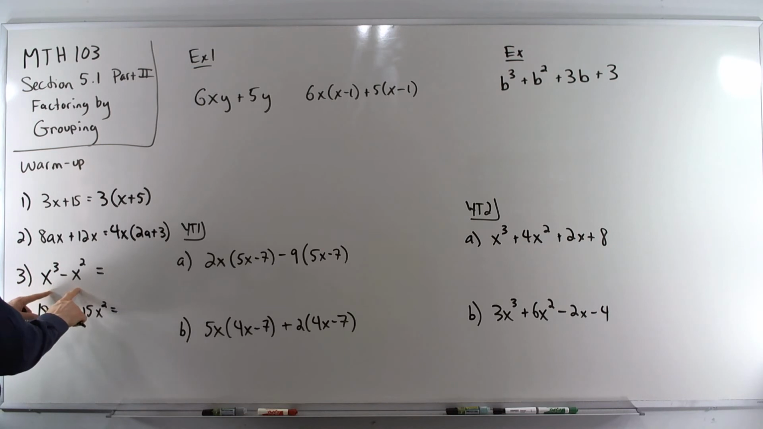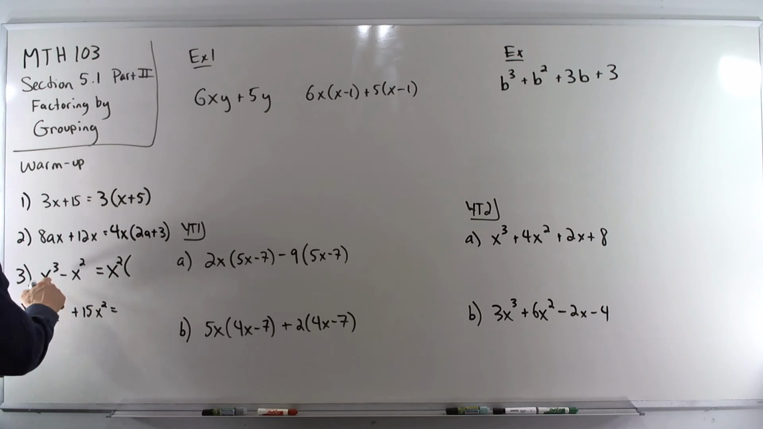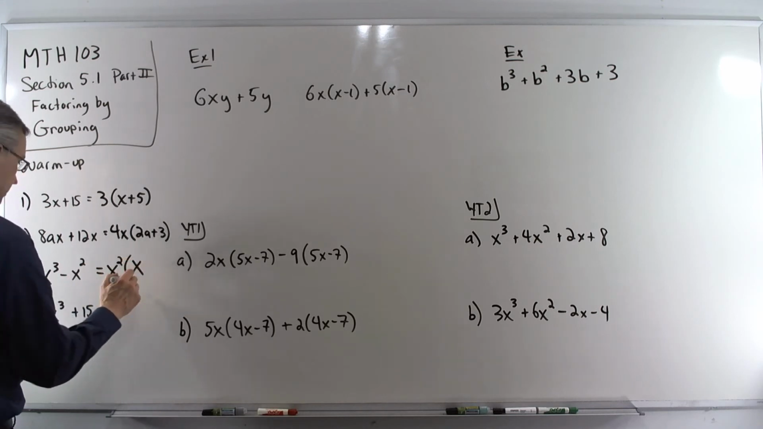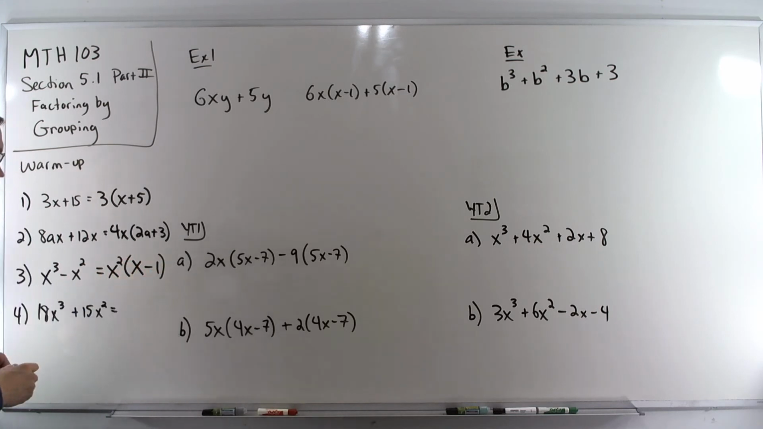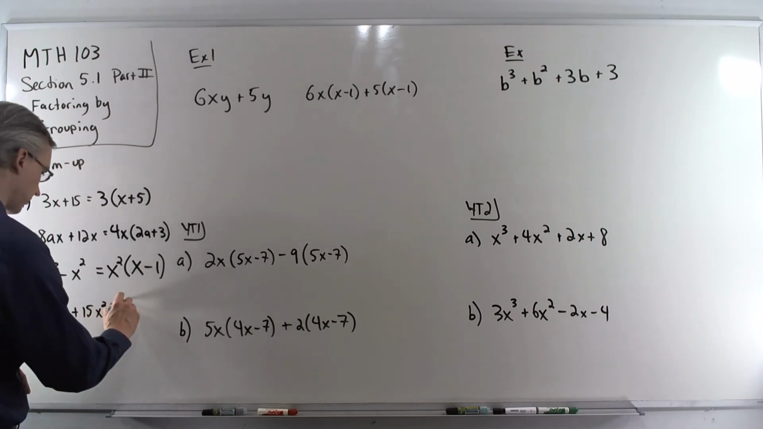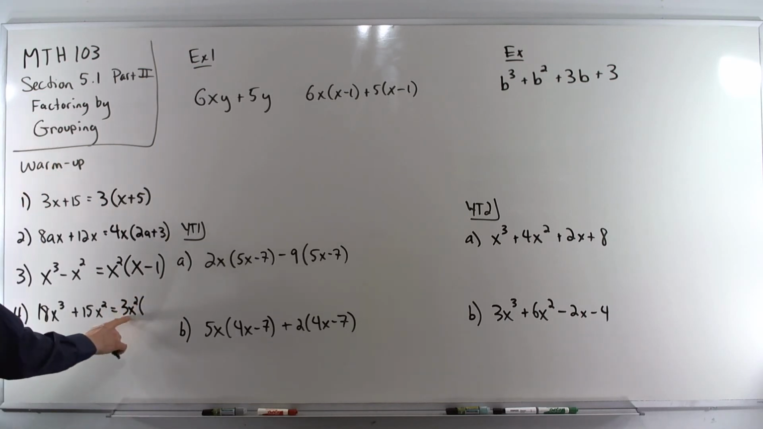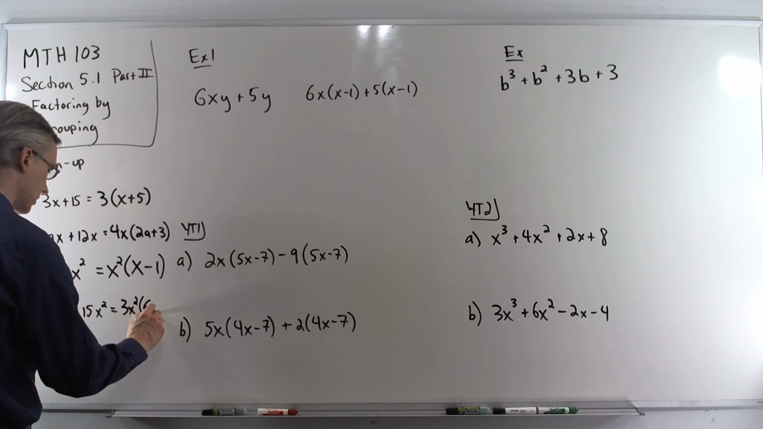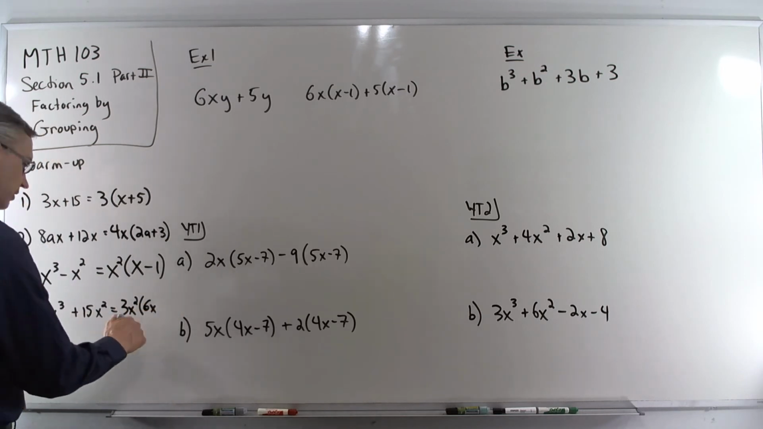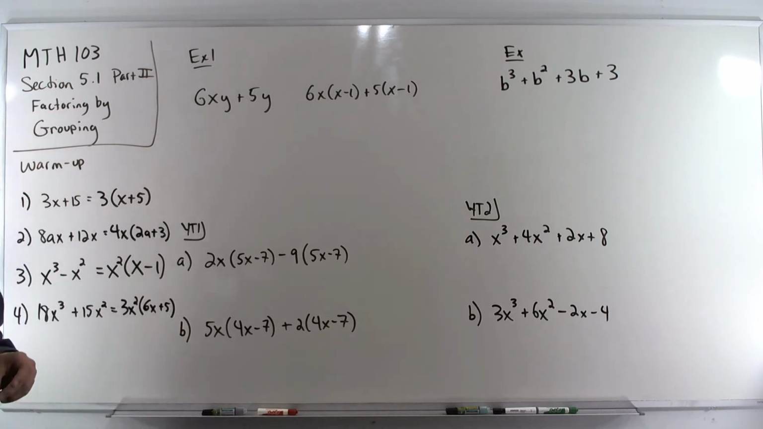Here we've got 2 x's in both of these terms, so we can factor out x squared. x to the third divided by x squared is x. So we get x squared times x minus 1. And the last one, we've got 2 x's in each term, and 3 is a common factor of 15 and 18, so we'll factor out 3x squared. 18x to the third divided by 3x squared is 6x, and 15x squared divided by 3x squared is 5. So we get 3x squared times 6x plus 5.